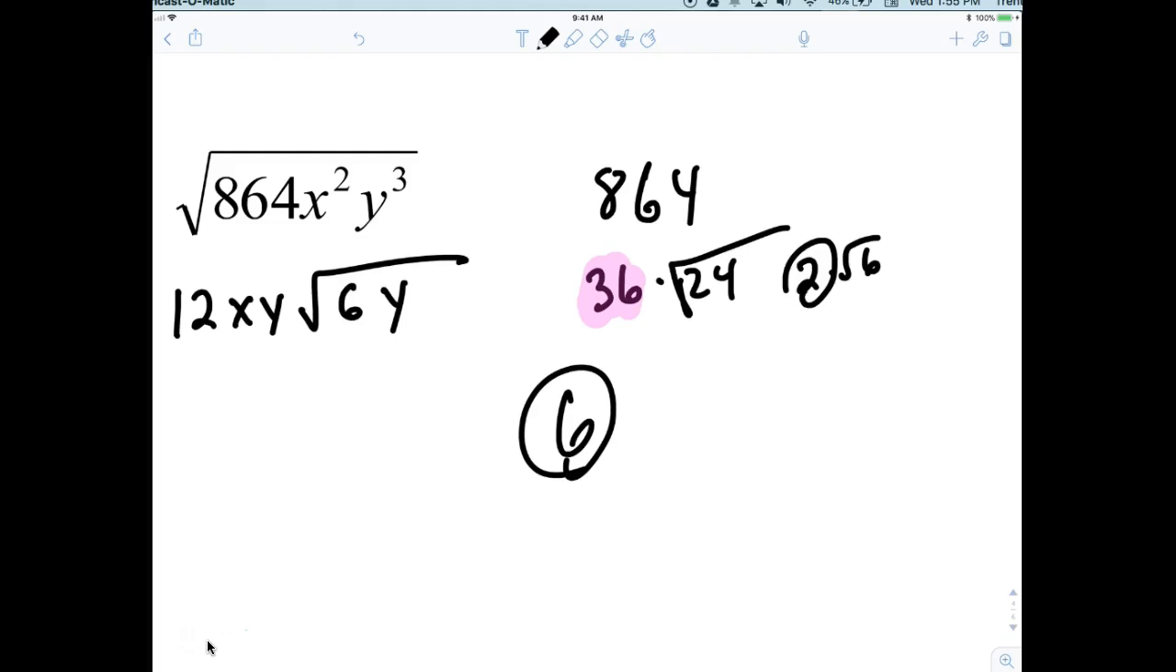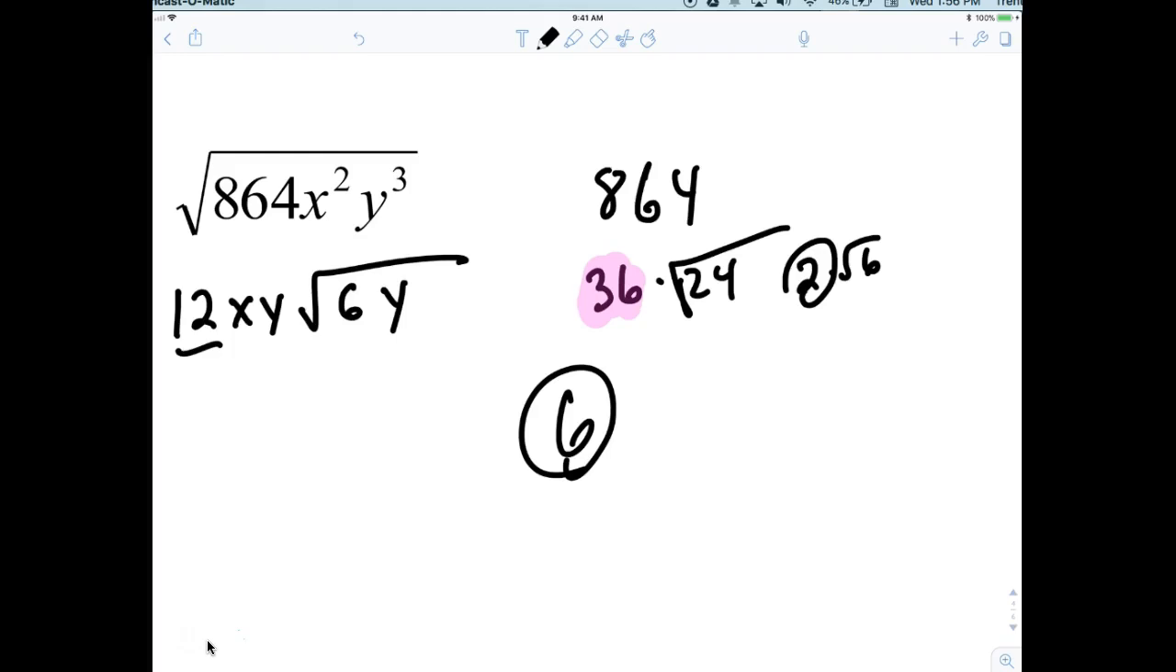There's a 6 out in front. 6 times 2, 12. Come on, Casey, you're not listening to me. I'm showing you how to do it without looking it up. Now, is everybody okay with the variables? 864 is not that hard, you agree? Because you're always looking for perfect squares: 4, 9, 16, 25, 36. Those are the numbers you're looking for.